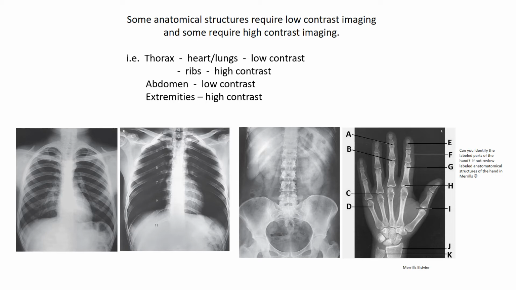Just as a little side note here, there is labeling on this hand x-ray. You could either stop the video, or if you go onto Moodle and click on the PowerPoint, you can stop it there. I'd really like you to review, if you've forgotten, the structures that are labeled there. Can you identify those labeled parts of the hand? And if you can't, then you need to review the anatomical structure of the hand in Merrill's or in Mallet.